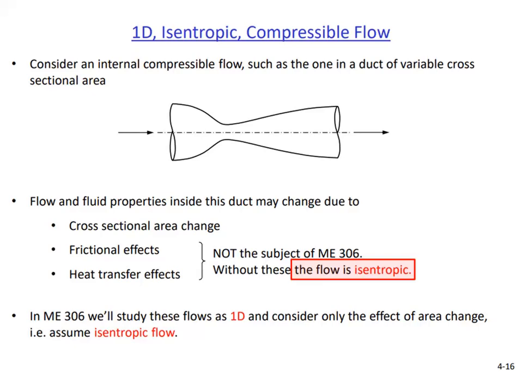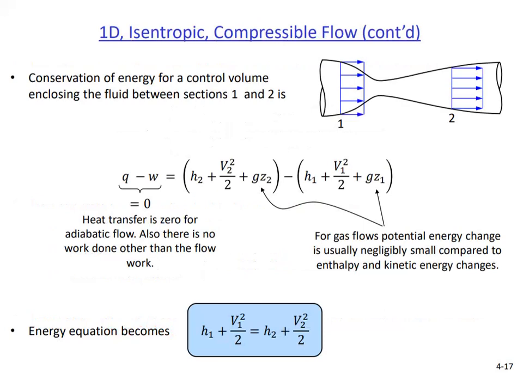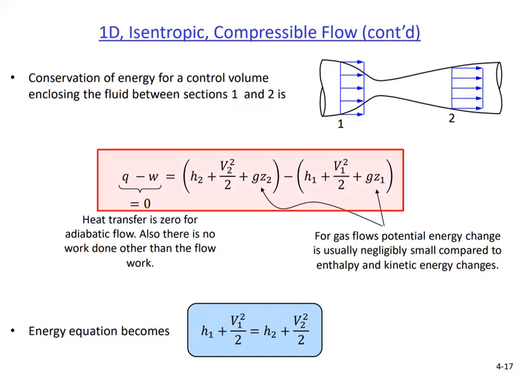The flow will be assumed to be one-dimensional, with the velocity field being purely axial, and all properties will be taken as constant at any cross-section. Consider two sections, shown here as 1 and 2, in a one-dimensional flow inside a duct. Here we see the conservation of energy equation written between these two sections.